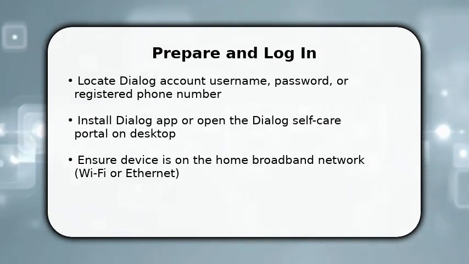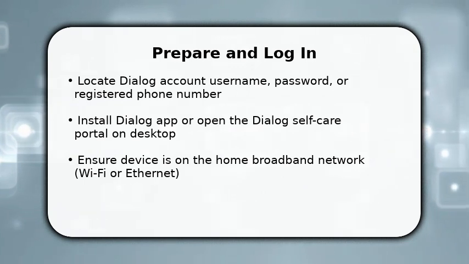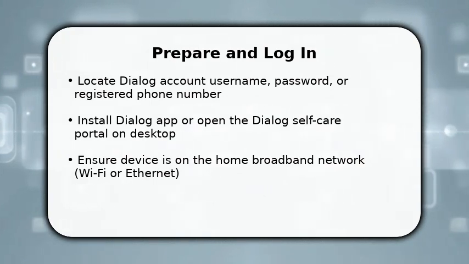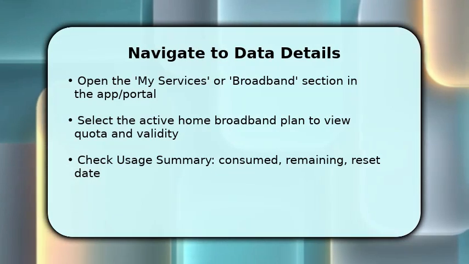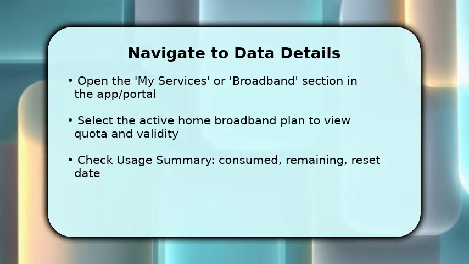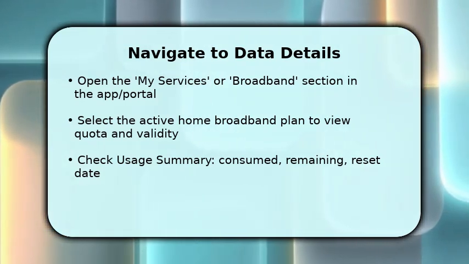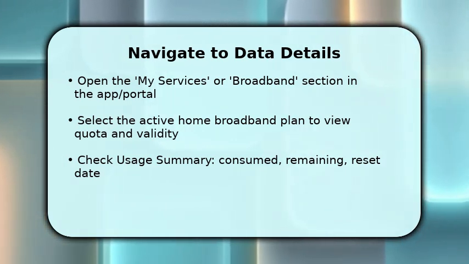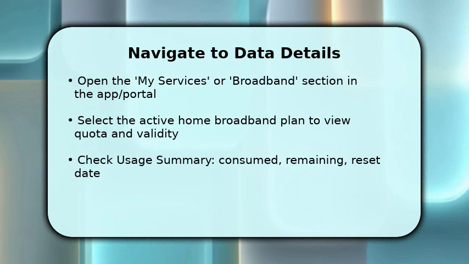This step lets you reach the exact menus that display remaining data, validity, and usage history. Once done, navigate to My Services or the Broadband section. This is where Dialog lists subscribed home plans. Select your active plan to reveal quota, remaining GB, and expiry date. That's the core data you need.